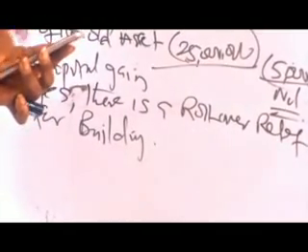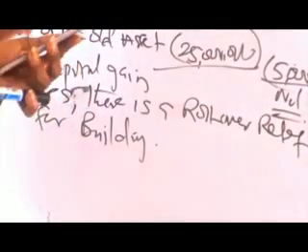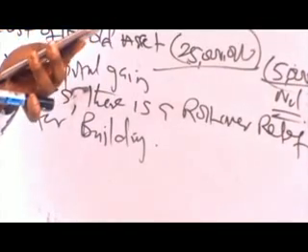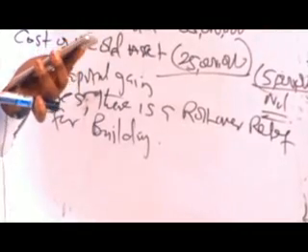So the last one, I want to look at that of a generating set. Remember I said there is no rollover relief on equipment, because the sales proceeds are less than the cost of acquisition. So let's go to generating set and check whether there's any rollover on generating set.